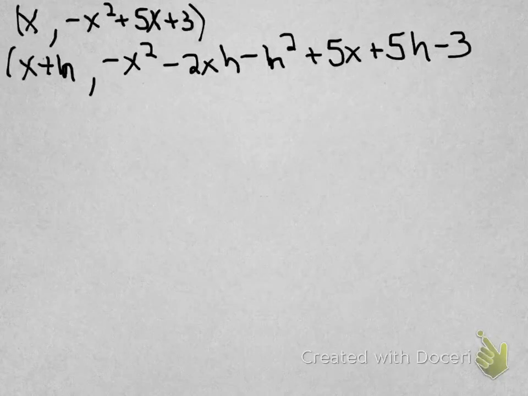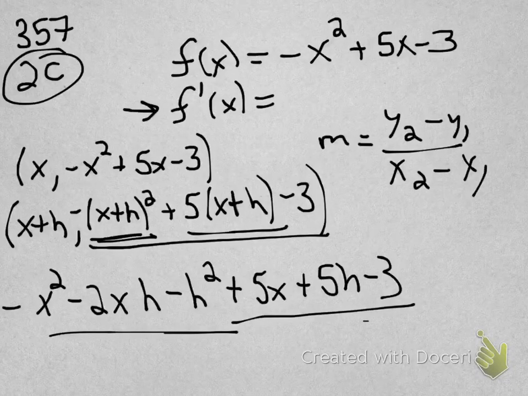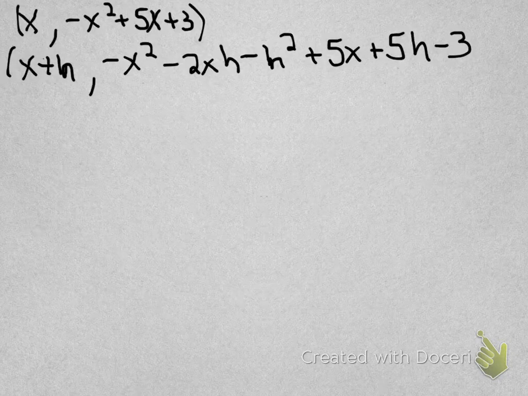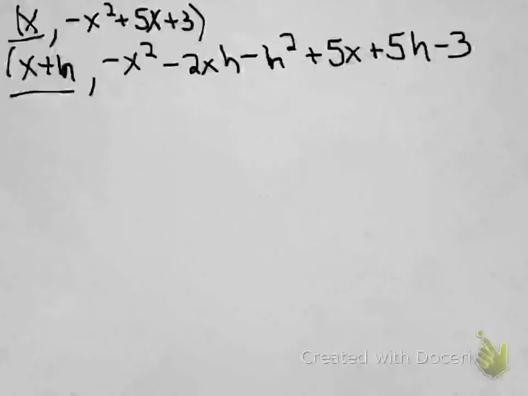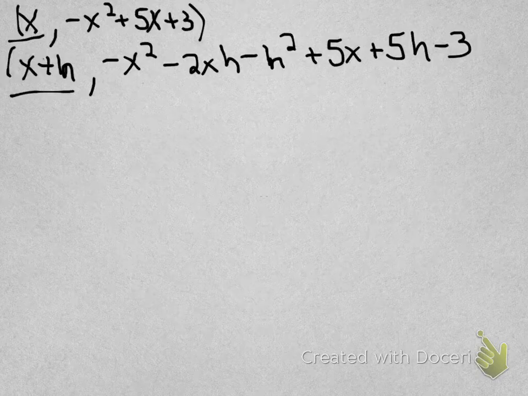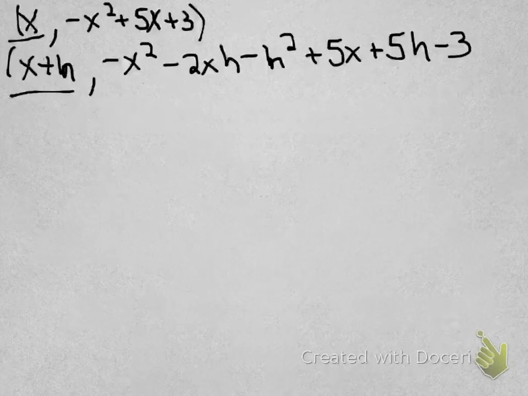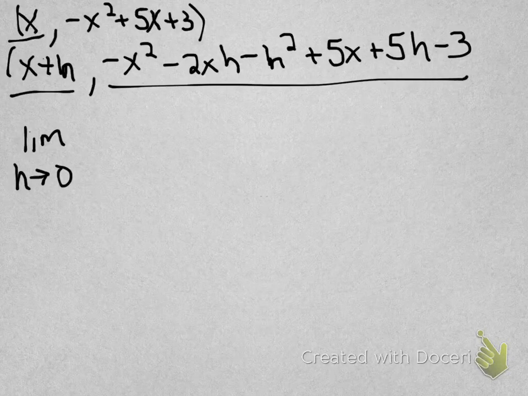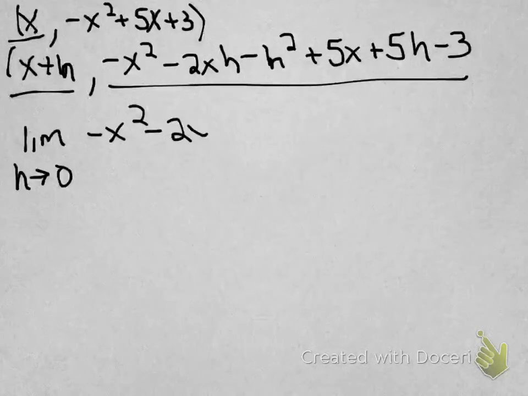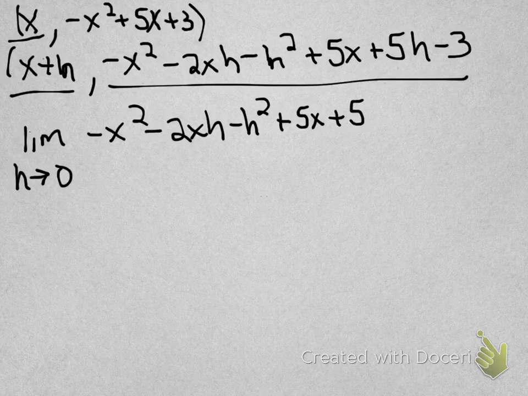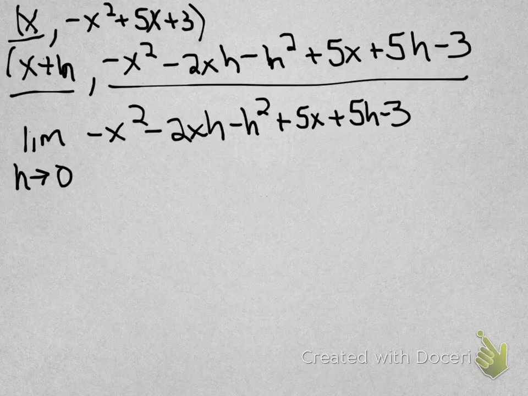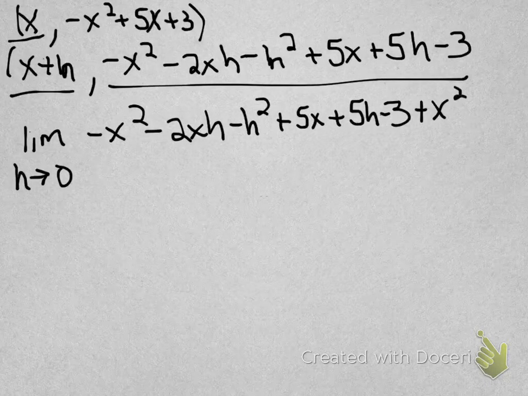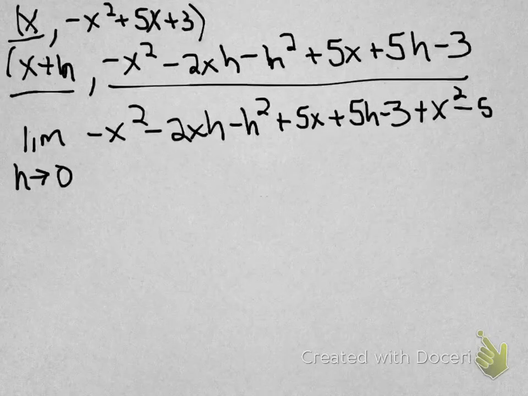Now we want to find the slope between these 2 points, but what we're trying to do is make this point and this point the exact same point. So we have to make h equal to 0. But if we make h equal to 0, we get 0 over 0, so we're going to use a limit. So we take the limit as h approaches 0 of this y value, negative x squared minus 2xh minus h squared plus 5x plus 5h minus 3, minus negative x squared, so plus x squared, minus 5x, minus 3.